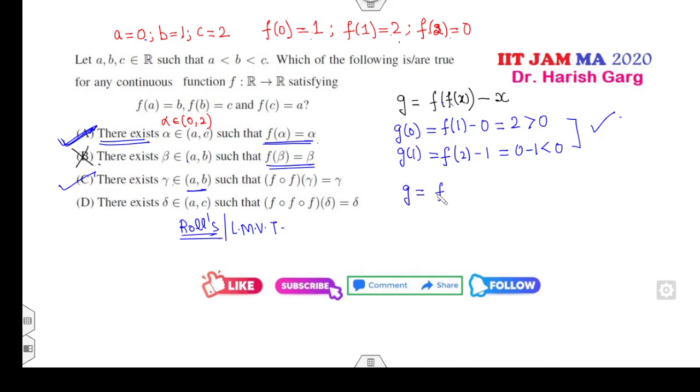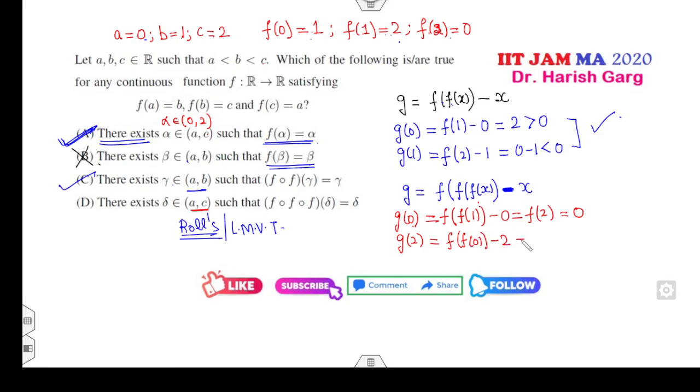Look at the fourth one. I consider the composition of the composition, which is equal to minus x. And your target is to find A and C. g of 0, g of 2. So what is g of 0? f of 0 is 1 minus 0. What is f of f of 1? f of 1 is 2. That means there exists, but it's an open interval. What is f of 2? 0 minus 2. What is f of 0? 1. f of 1 is 2. 2 minus 2 is 0.